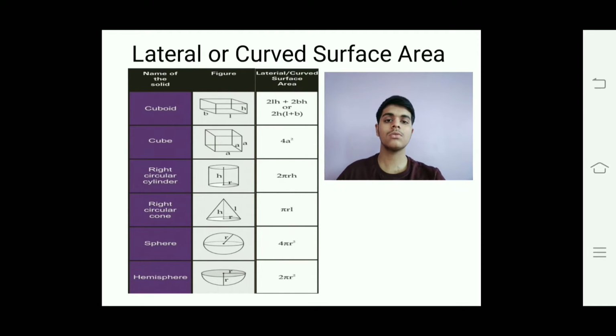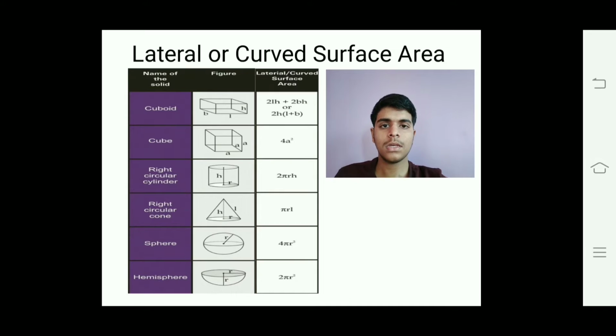I think you should take a look over the internet towards how we experimentally prove that the surface area of sphere will be 4 pi r square. And then the lateral surface area of hemisphere will be 2 pi r square, that is half of sphere.